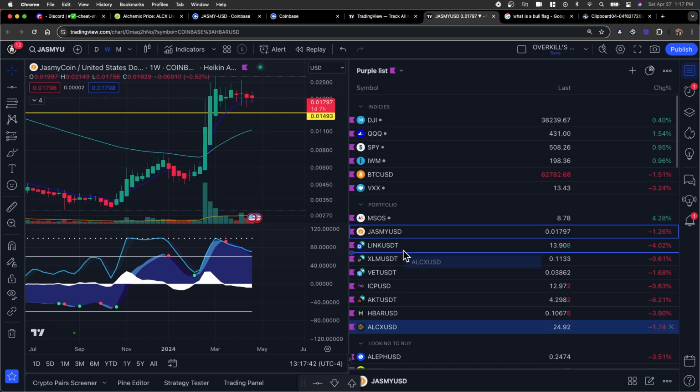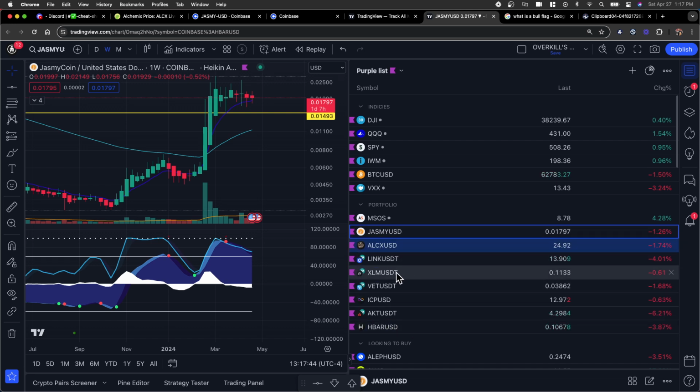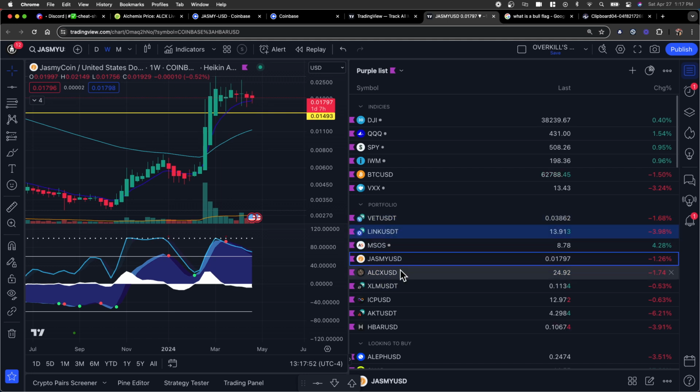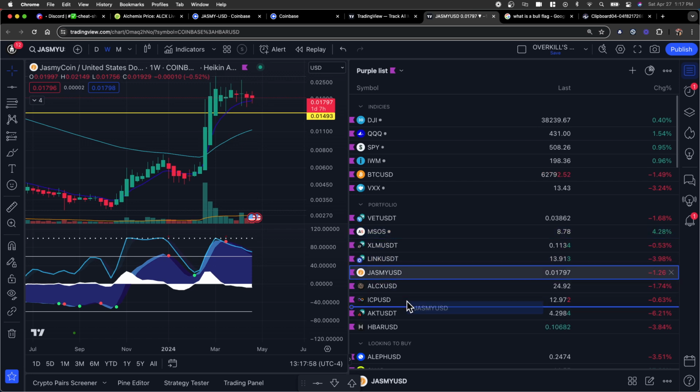We just added two names. By weight, I believe it goes VeChain, that's my biggest position, and then I've got Link, XLM. I think MSOS is actually bigger. Then ICP is a pretty big position, and then these are just 5% positions. So it's like 5%, 5%.